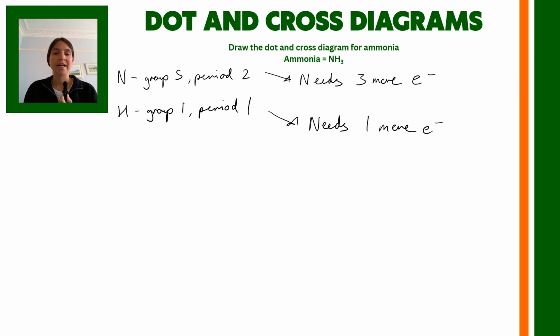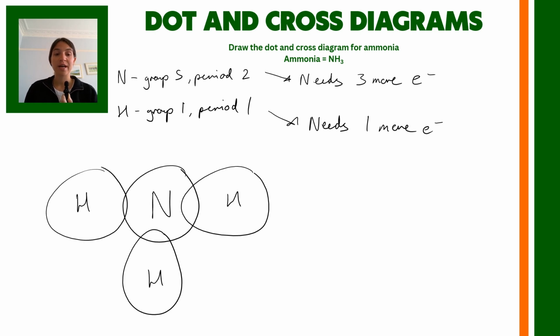So in order for that to happen, you're going to have 1 nitrogen and then 3 hydrogen. And to be honest, that information's already given to you in the formula of ammonia, NH3. So my next step here is to put in my shared electrons into the overlaps.